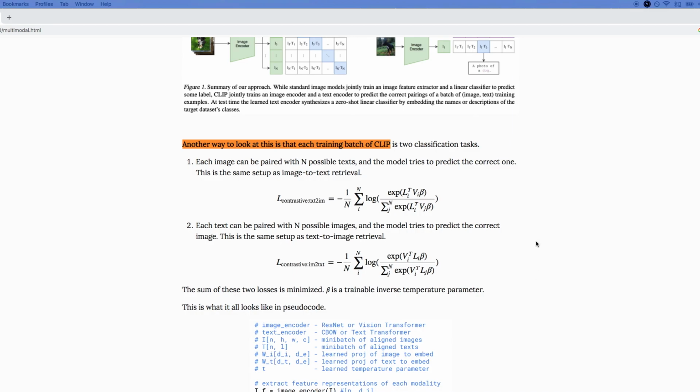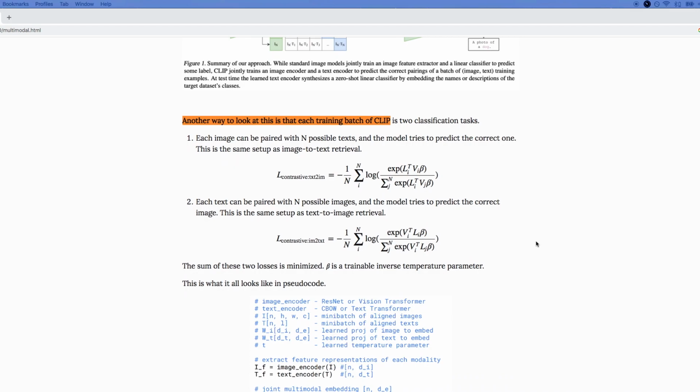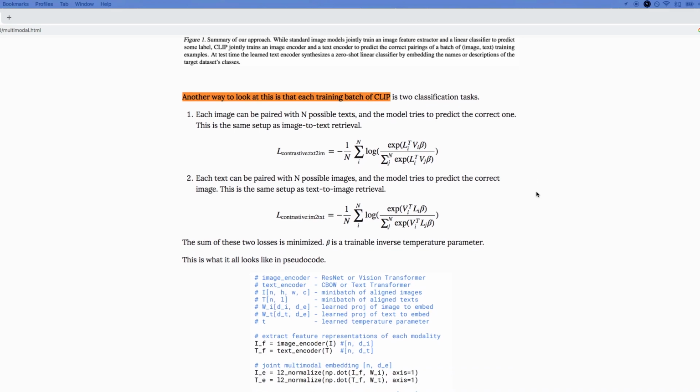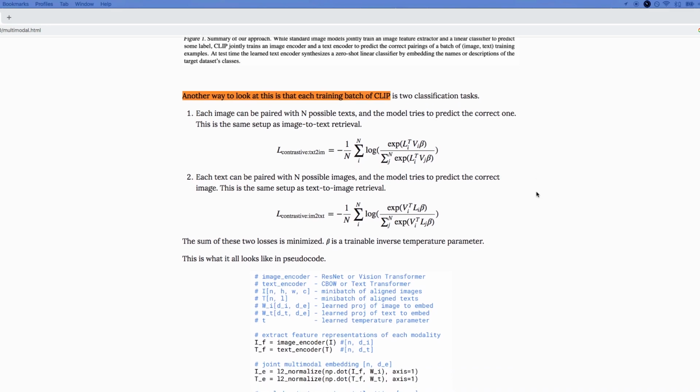This is the same setup as image to text retrieval. Each text can be paired with N possible images, and the model tries to predict the correct image. This is the same setup as text to image retrieval. The sum of the... This formula looks pretty daunting, but it's essentially just a log loss, if I read it correctly.